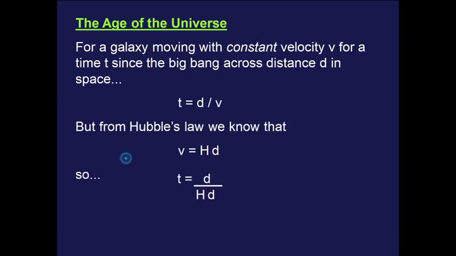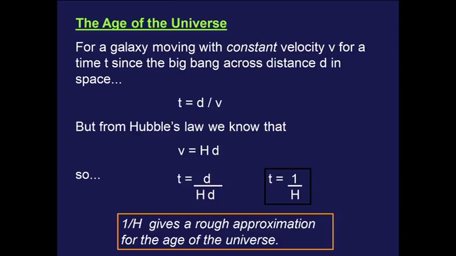So we can put these two equations together and say that time should be distance over the Hubble constant times the distance, and therefore the distances cancel out and we get 1 over h. Using this idea, 1 over the Hubble constant should give us a rough approximation for the age of the universe.